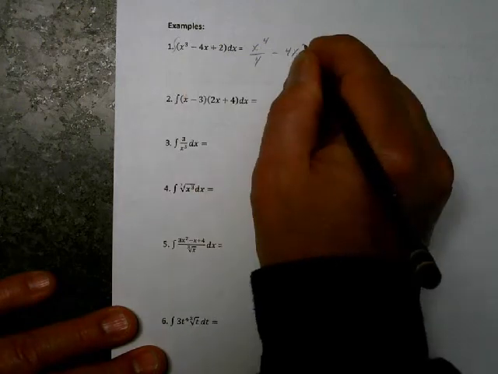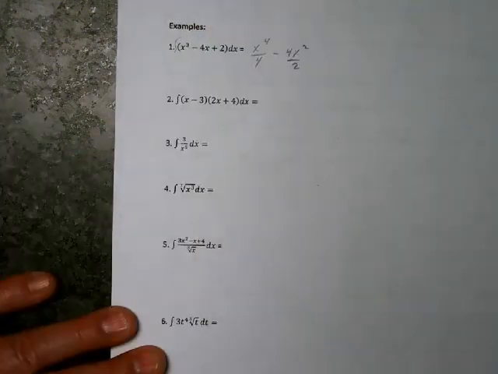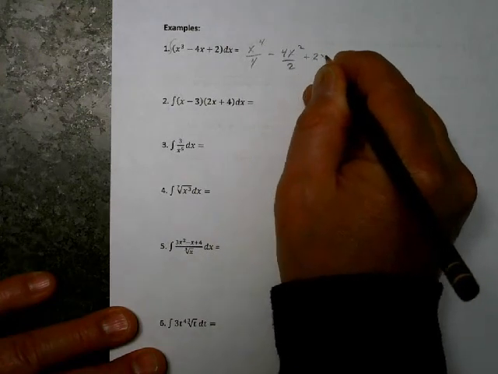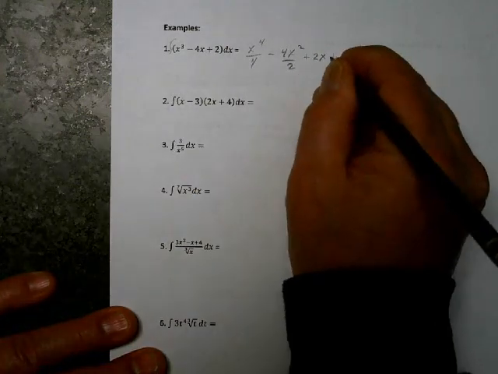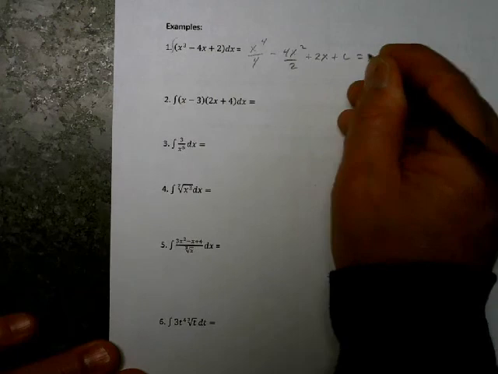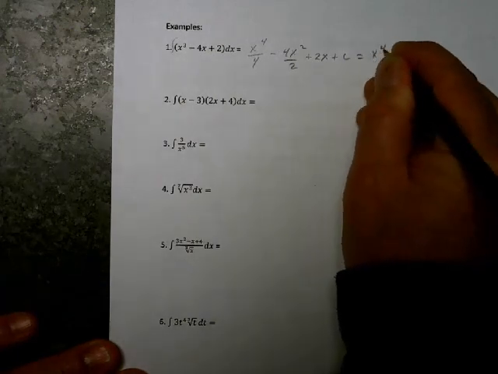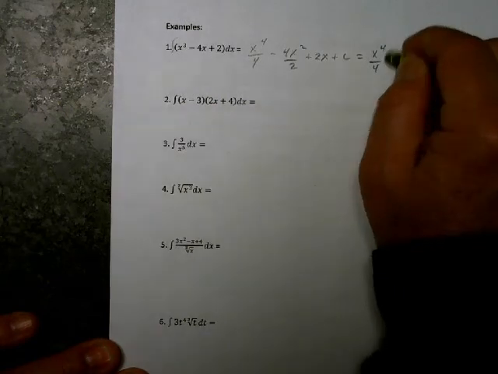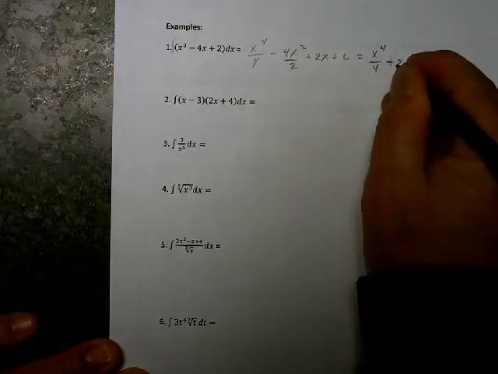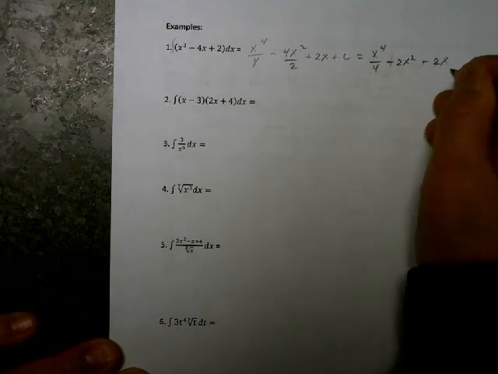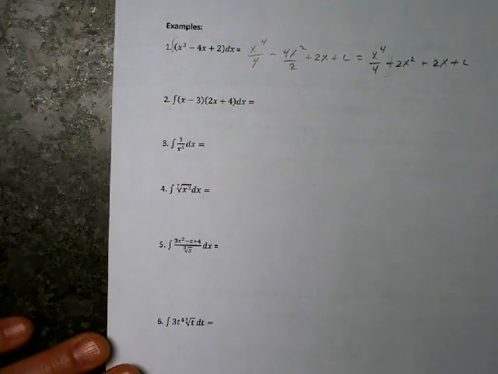Add 1 to the exponent. The exponent on here is 1, so that's a 2, and I divide by that 2. Plus, I have a constant, so you're going to put an x on the end. And then we always have to add this c, because when you derive a constant, that's a 0. Now we're going to simplify this. So you end up with x to the 4th over 4, minus 2x squared plus 2x plus c.